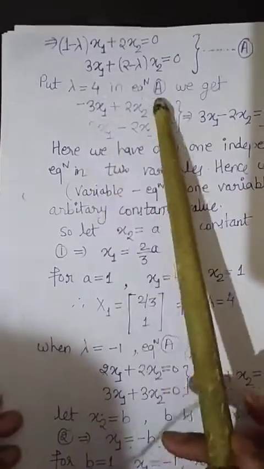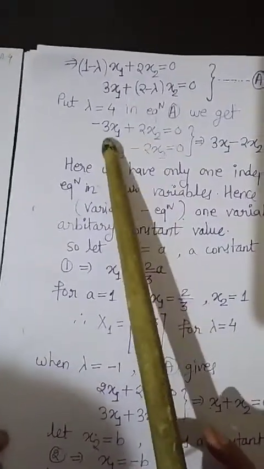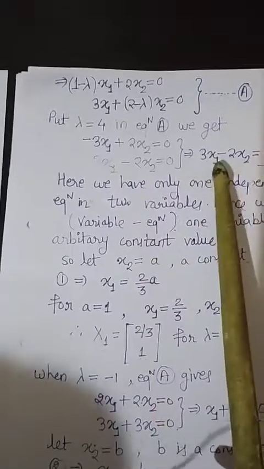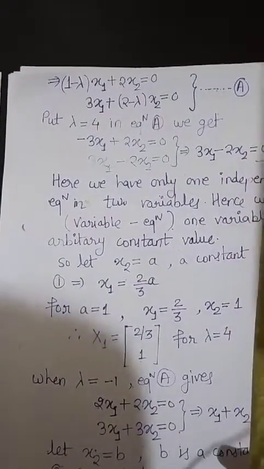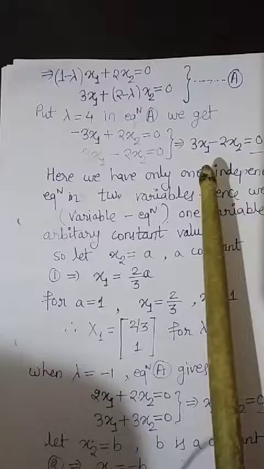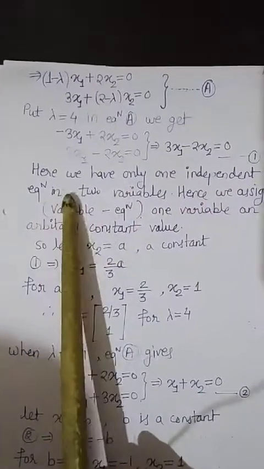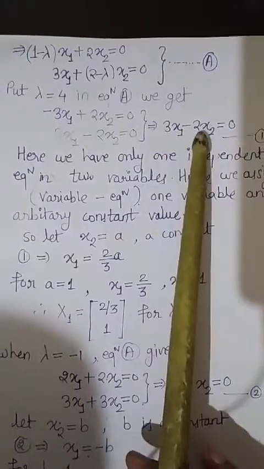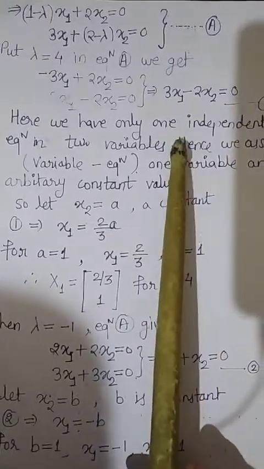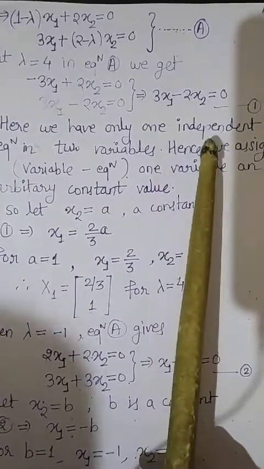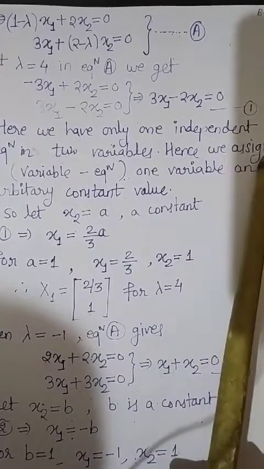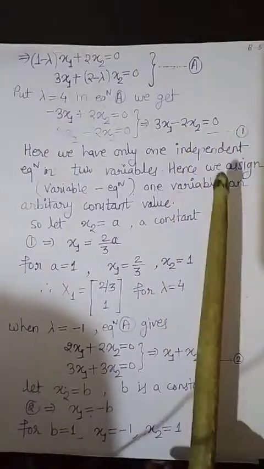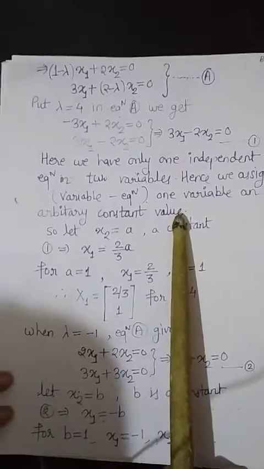If we observe these two equations carefully, these are nothing but one and the same. That is 3x1 minus 2x2 equal to 0. So here we have only one independent equation in two variables. In such a case, when the number of variables is more than the number of equations, the system of equations has infinite solutions. Hence we assign the extra variable an arbitrary constant value.